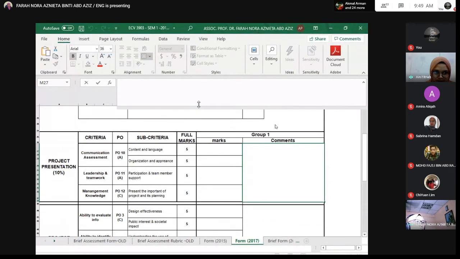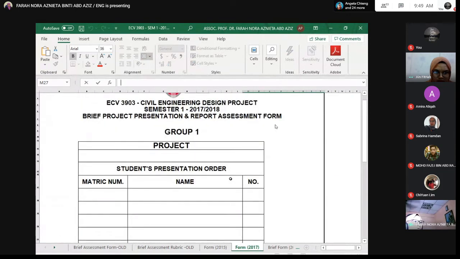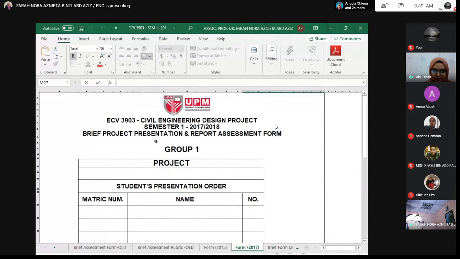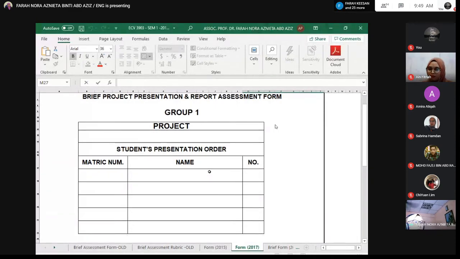Yes. Okay, just to share with you the marking scheme, as you can see on the slide, for the brief project presentation and report submission form. So what we do, we put on your name, and then your supervisors will select who's going to present first. So you are not going to present according to your arrangement, but will be selected randomly by your supervisor.